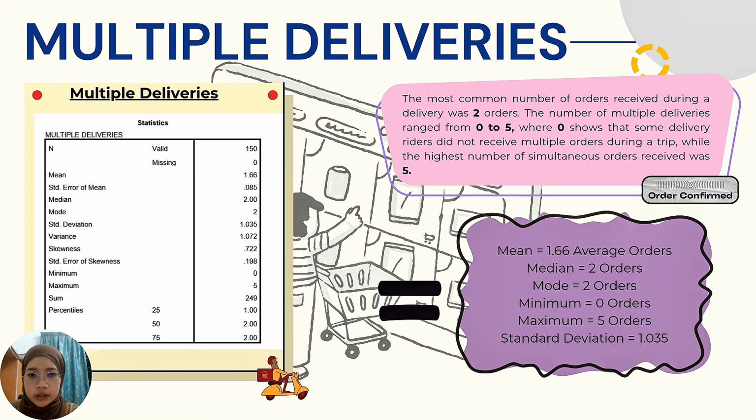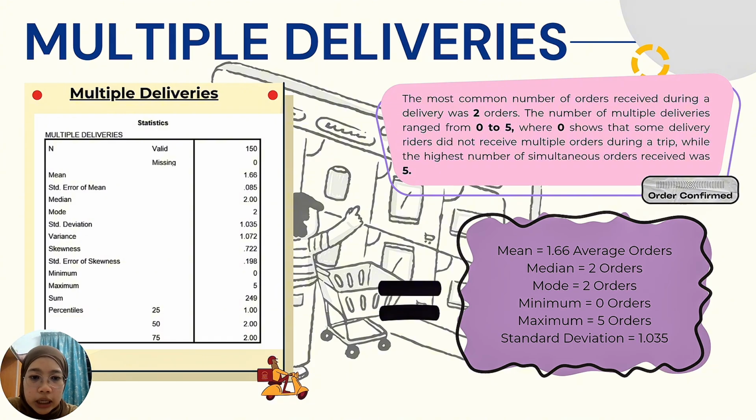And this next slide is about multiple deliveries handled by delivery riders. From the data, the average number of orders per delivery trip was 1.66, while both the median and mode were 2. This means that receiving 2 orders in one trip was the most common situation among riders. The number of simultaneous orders ranged from 0 to 5.